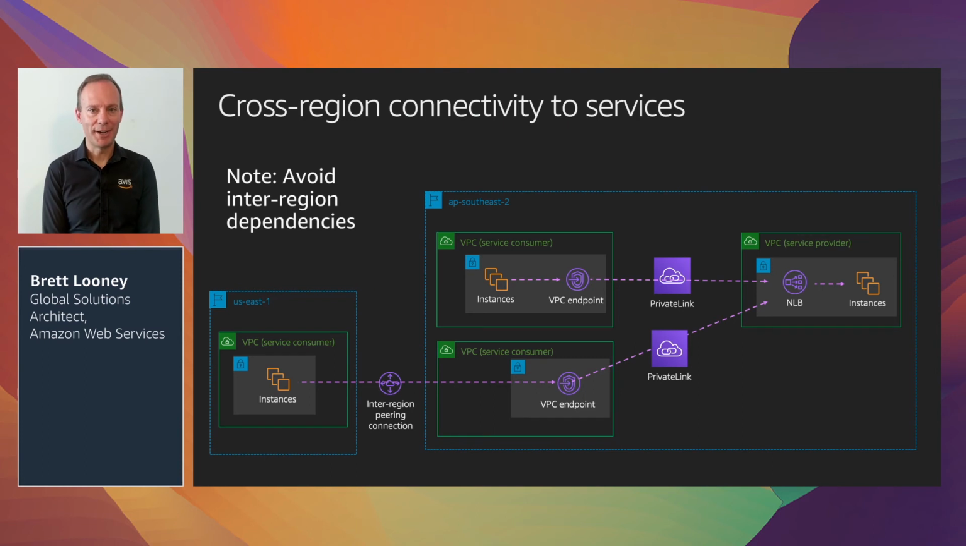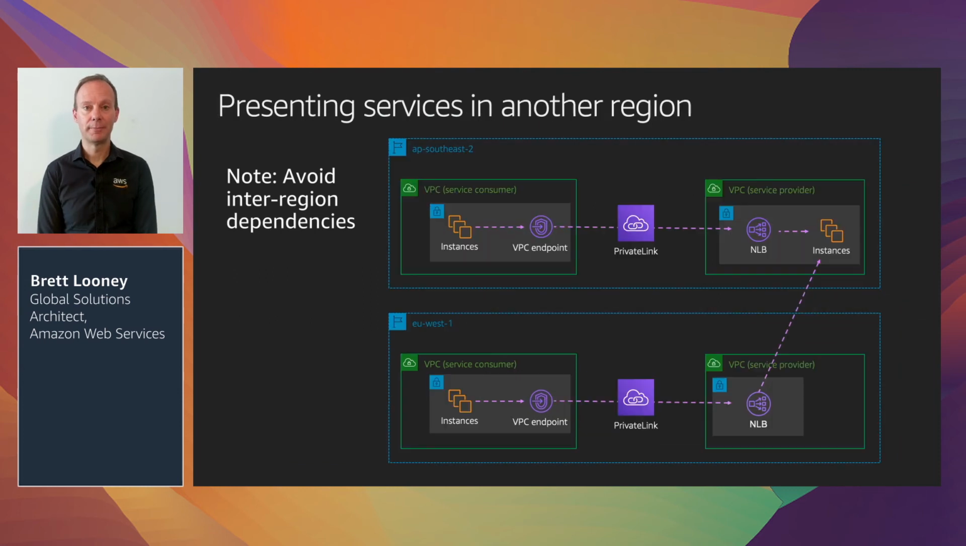Now, normally we don't encourage people to create inter-region dependencies. We don't like it, and you shouldn't either. However, we appreciate there are customers that have applications that simply can't be hosted in more than one region. Again, you can use some PrivateLink magic here to load balance across instances that are in a different region. So this is a slightly different pattern for doing this. Again, I would encourage you not to create inter-region dependencies if you don't have to.